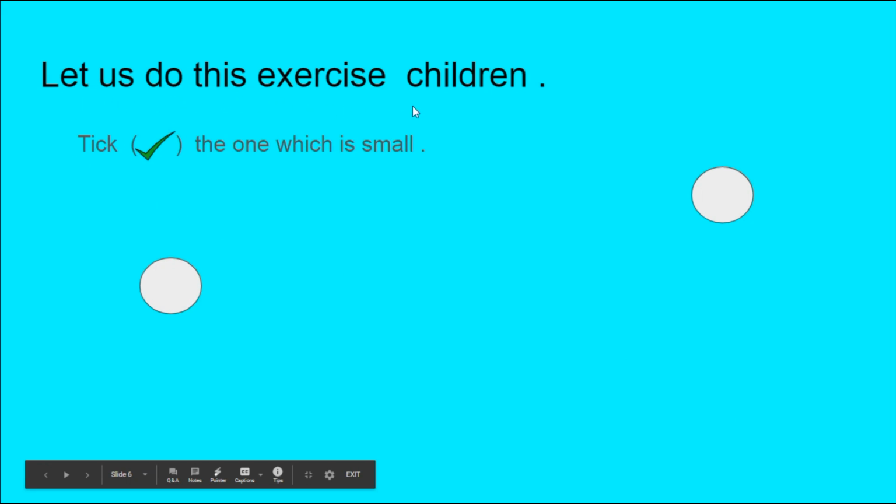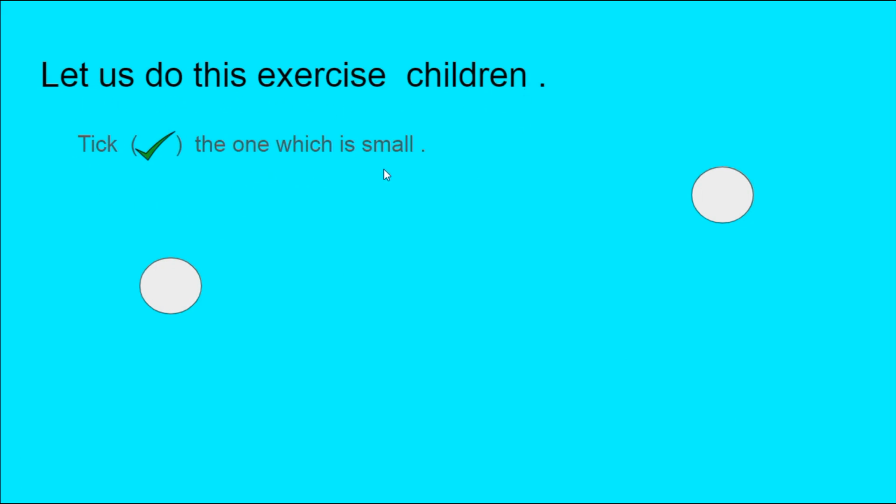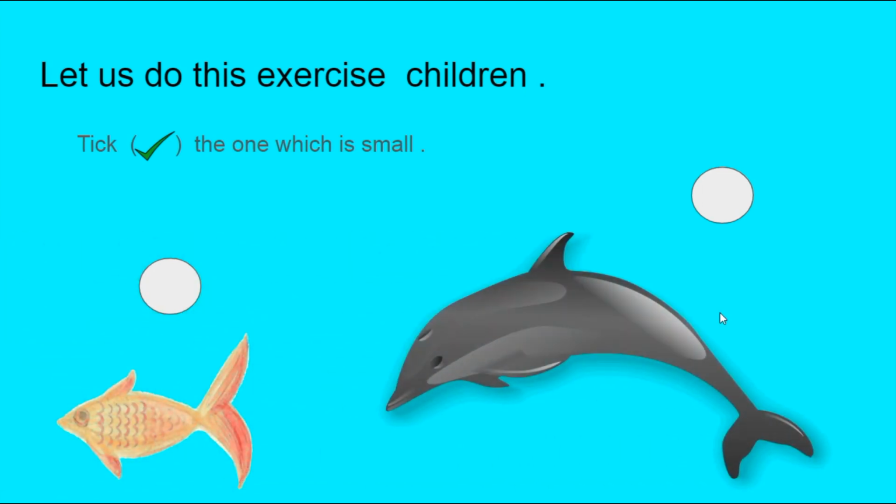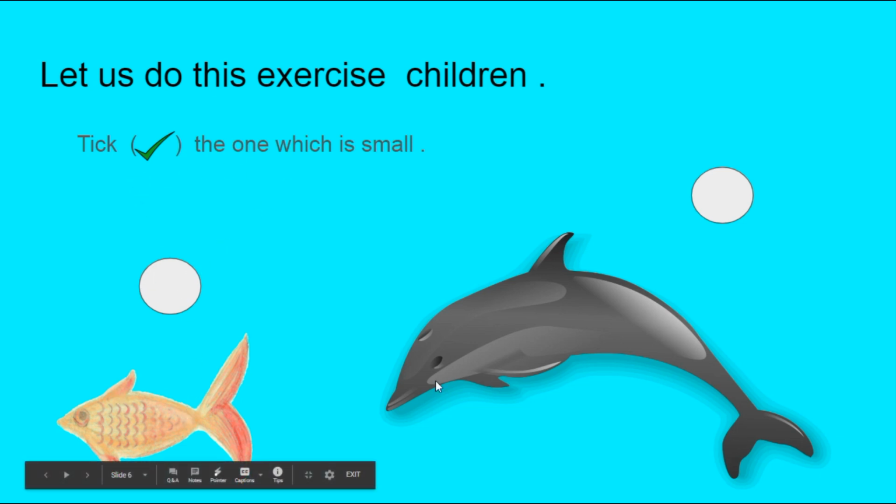Let us do this exercise, children. Tick the one which is small. What is this? This is a fish. What is this? This is a dolphin. Tick the one which is small. Fish is small in size. Dolphin is big in size. Tick it.